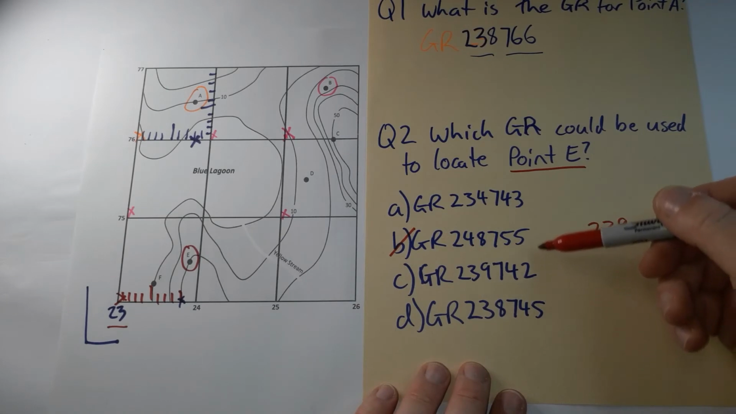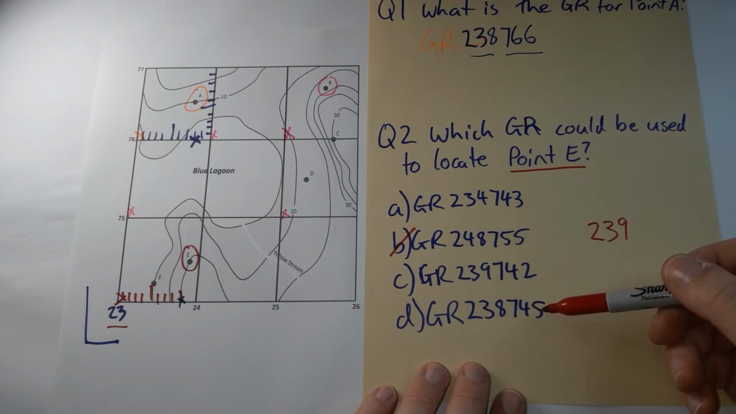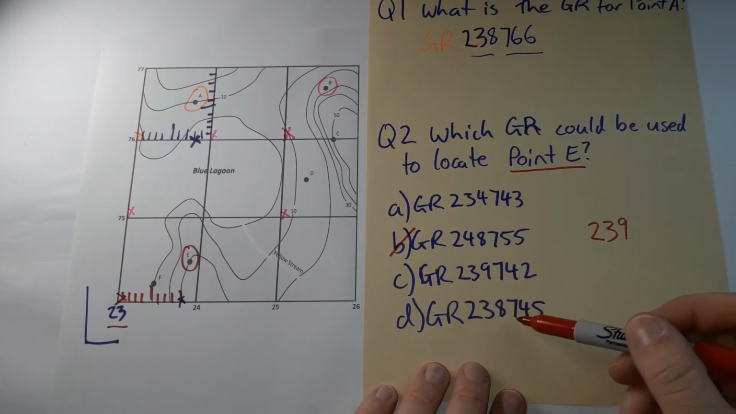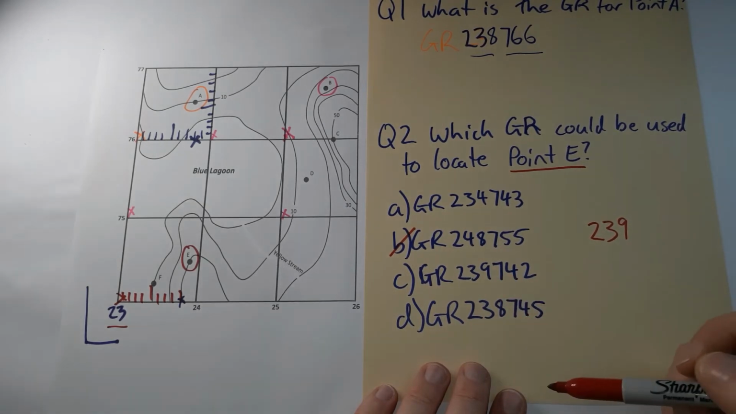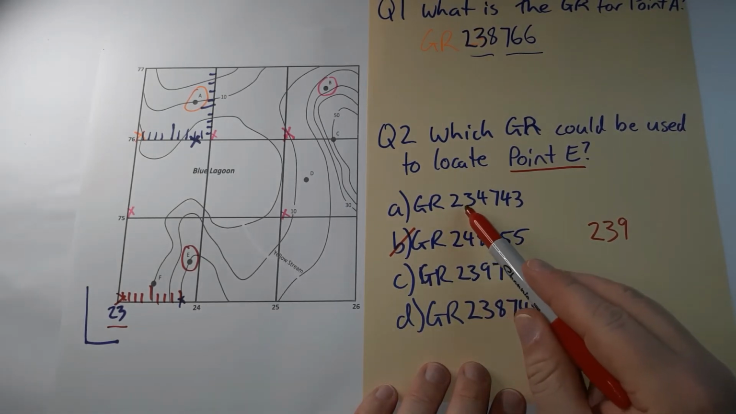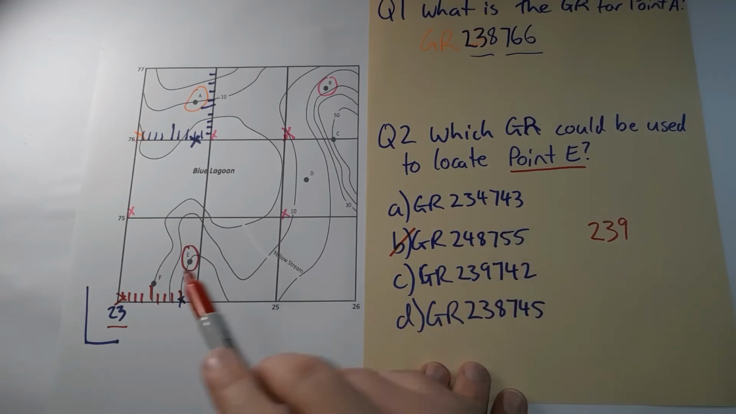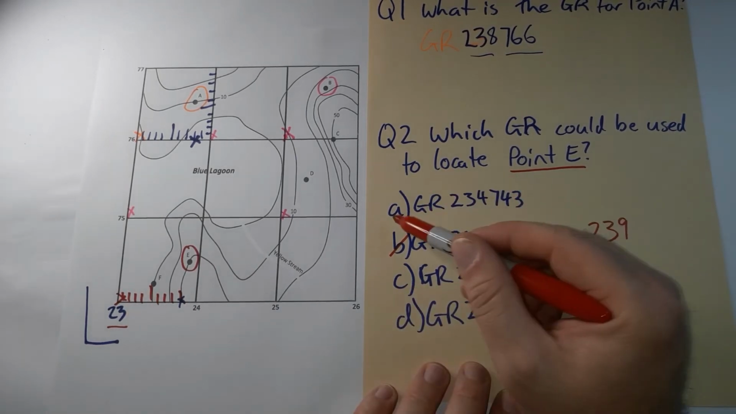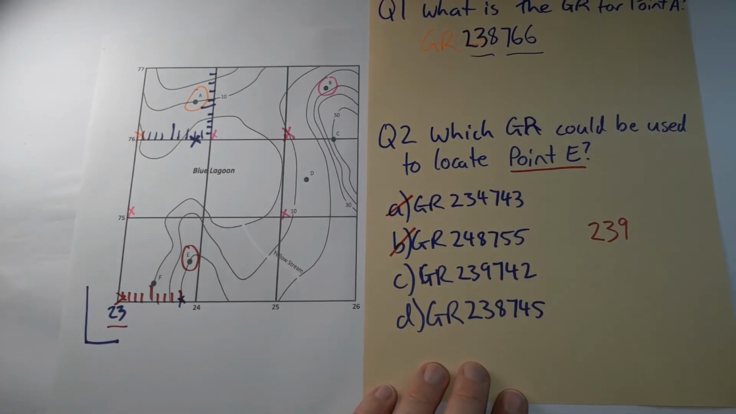Let's have a look. Do any of these look particularly close? We've got 2, 3, 9 and 2, 3, 8. That's too close to call at this point, but A says 2, 3, 4. That looks like it might line up with point F a bit more. So I'm going to suggest that's wrong. So I'm narrowing it down to these two.